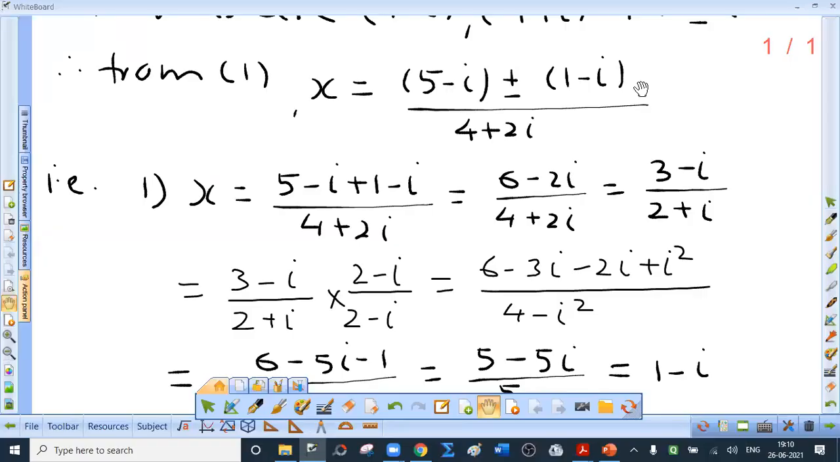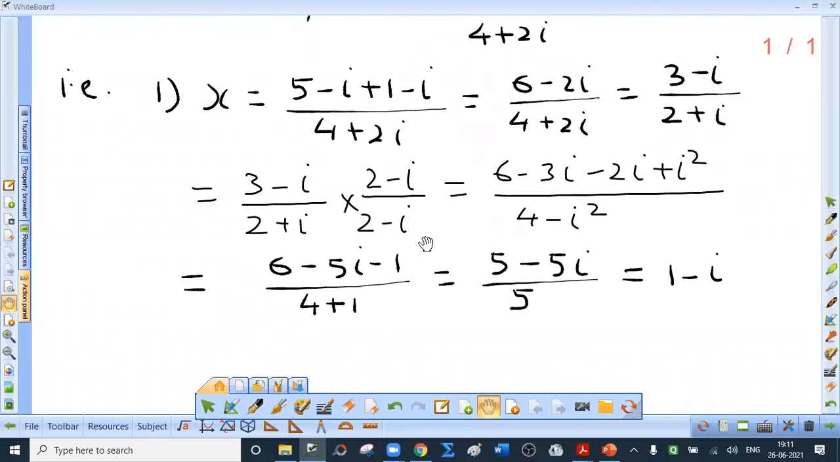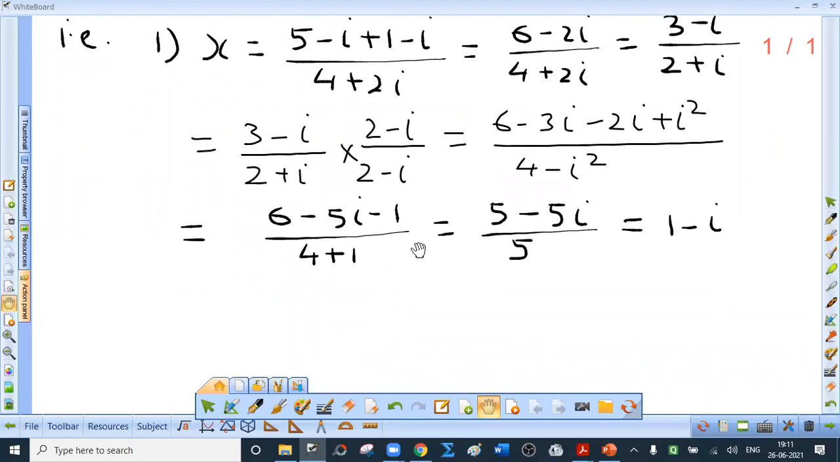So from 1, what is x? 5 minus i plus minus 1 minus i upon 4 plus 2i. So first root is, I will consider the positive sign in between. 5 minus i plus 1 minus i upon 4 plus 2i. So it is 3 minus i upon 2 plus i. You are not supposed to write this as the final answer, because to divide 3 minus i upon 2 plus i means to multiply numerator and denominator by the complex conjugate of the denominator, which is 2 minus i. Okay, simplify. So what is the first root? It comes out to be 1 minus i.